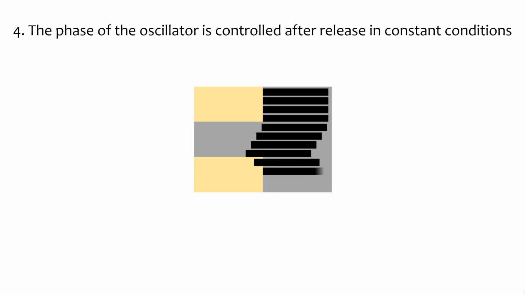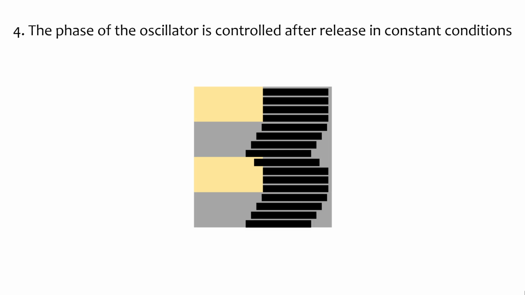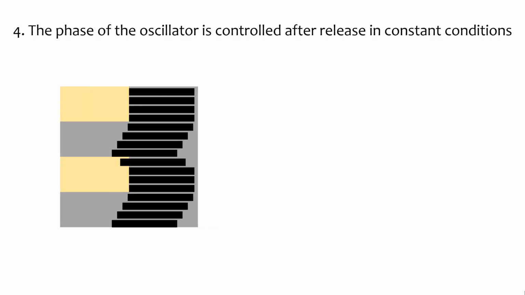Let's reintroduce the zeitgeber and take it away again. Notice that the oscillator free runs again, with a predictable phase relationship to the previous zeitgeber. An example of a rhythm not meeting this rule is in the case of masking.